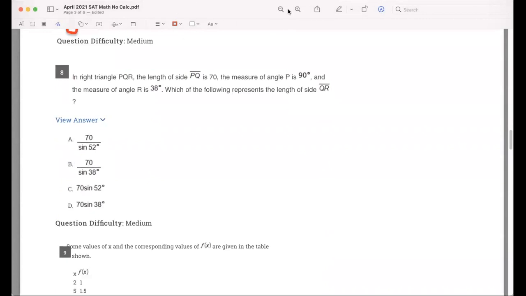Okay, question 8. In right triangle PQR, the length of side PQ is 70 and the measure of angle P is 90. So this is 90 degrees and this is P. Measure of angle R is 38. So let's say this is 38 and this is R. And PQ, this is Q. So PQ is 70. Which of the following represents the length of side QR?